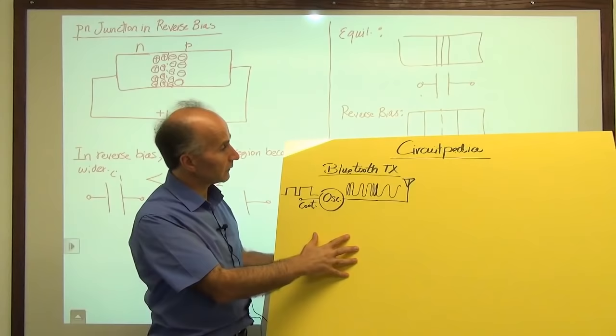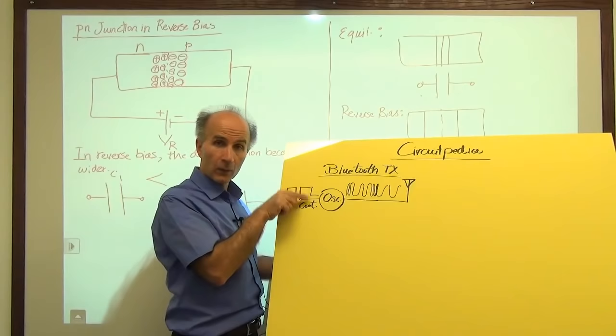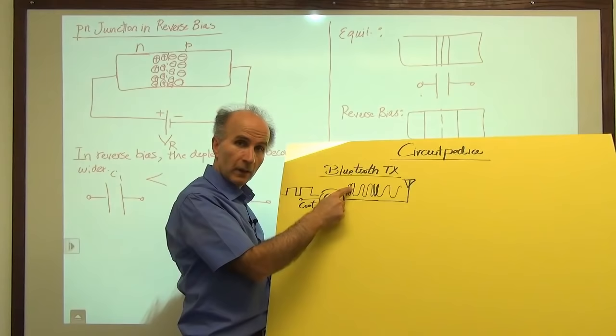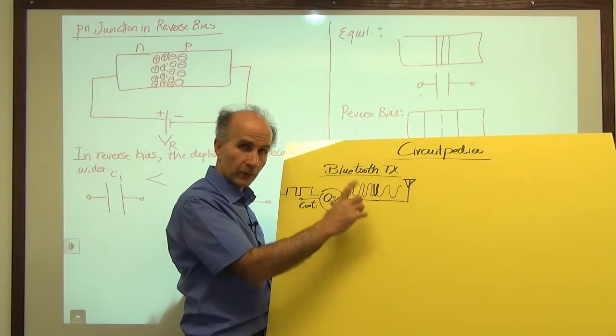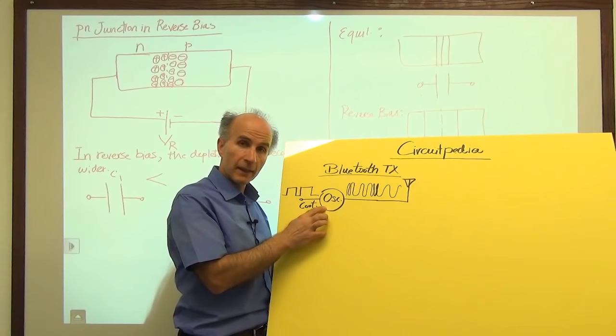All right, so we said that the transmitter consists of an oscillator with a control input. And when the control jumps between 0 and 1, let's say 0 volt, 1 volt, 0 volt, 1 volt, the output frequency jumps up and down. 2.4 gigahertz plus a small amount, 2.4 gigahertz minus a small amount. It just is a small perturbation around 2.4 gigahertz. Okay, now this oscillator needs a mechanism to change its frequency. And this control voltage causes that frequency change.